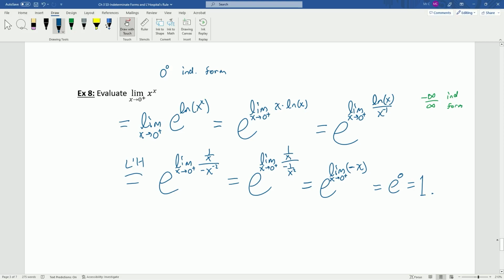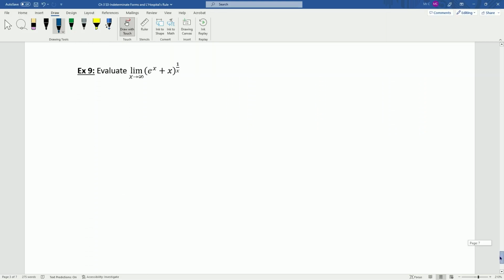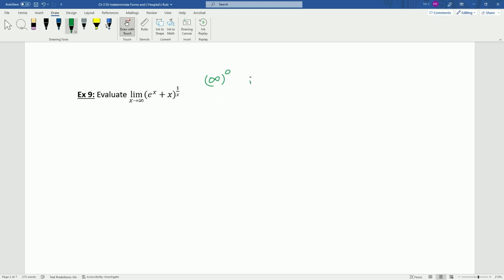All right, that's it for that example. And we're going to just tackle one more example with these indeterminate powers. So when x goes to infinity here, my base inside parentheses is also approaching infinity, but 1 over x is approaching 0. So this is infinity to the 0 indeterminate form.